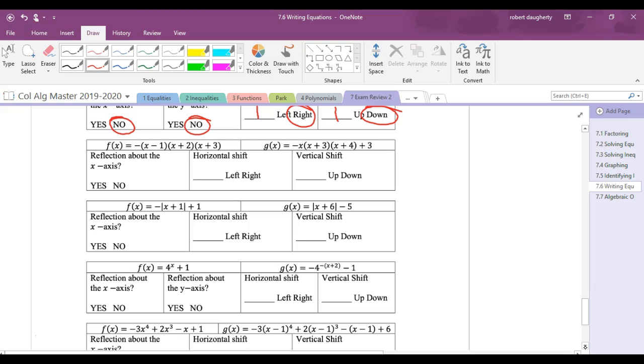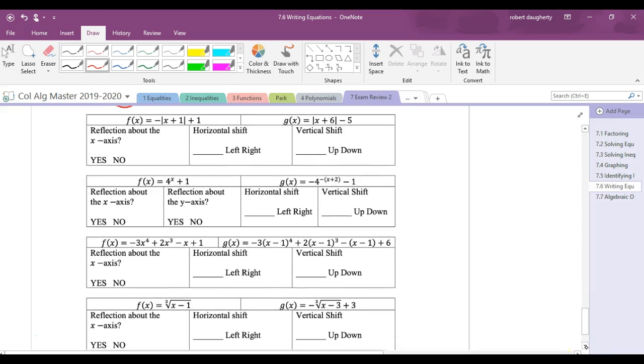So if I look at the next one, was it reflected? I see negatives in front of both of them. It was not reflected. Did it move left or right? So it looks like that x minus 1 became an x. So if I add 1 to both of those, that accounts for what happened. So remember, if we add 1, that is shifting us 1 to the left, and the vertical shift looks like it is 3 up.